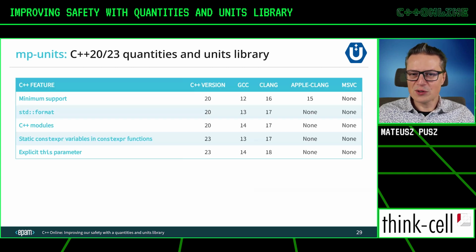mp-units works with C++20 as the minimum support required. It works with GCC 12, Clang 16, Apple Clang 15, and until now, none of the MSVC compilers can compile this code without crashing. There are still some bugs open, and we are waiting for MSVC to mature and start to support C++20 code correctly.